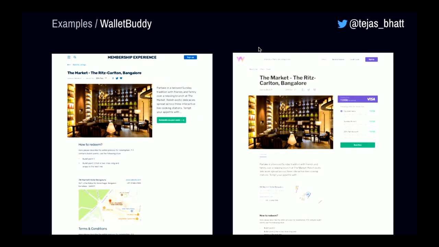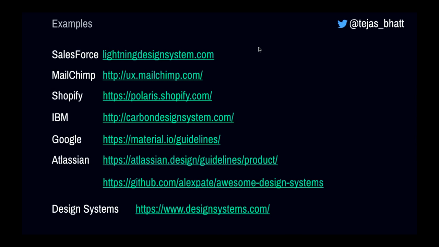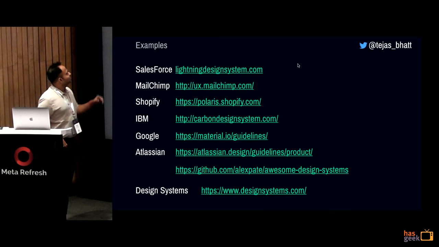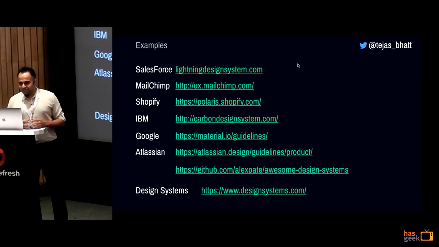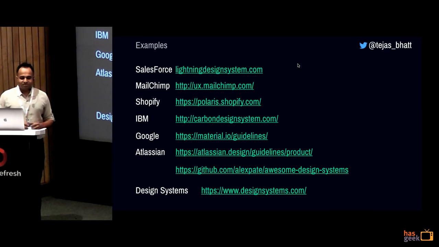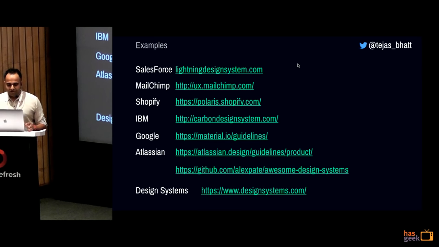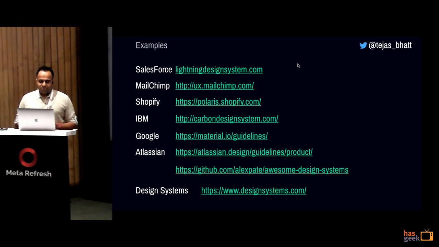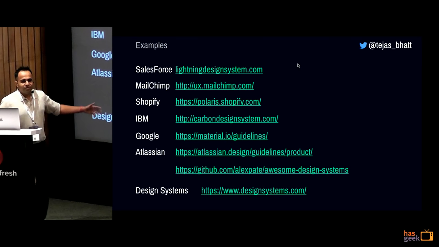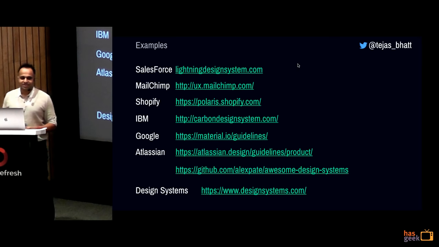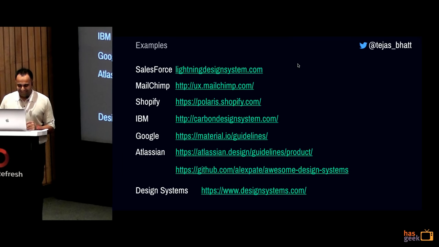If you put them side by side, on the right is the vanilla version, on the left is the improved version, which for some reason is the reverse order of how I should have shown it. Anyway, here are a few examples in the wild of design systems. I'm not going to read all of them, because you'll get a link to the presentation at the end. But Salesforce, MailChimp, Atlassian, Google, who started the whole documentation thing. Design systems have become so popular now that they have their own libraries and galleries. So when anything in design has a gallery, you know that the thing has arrived.